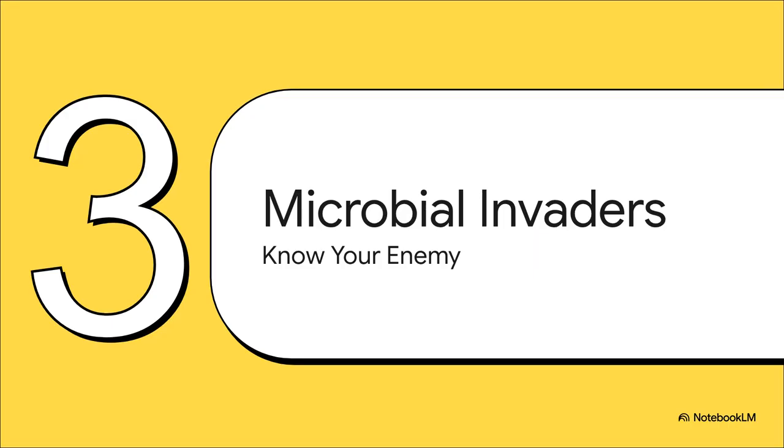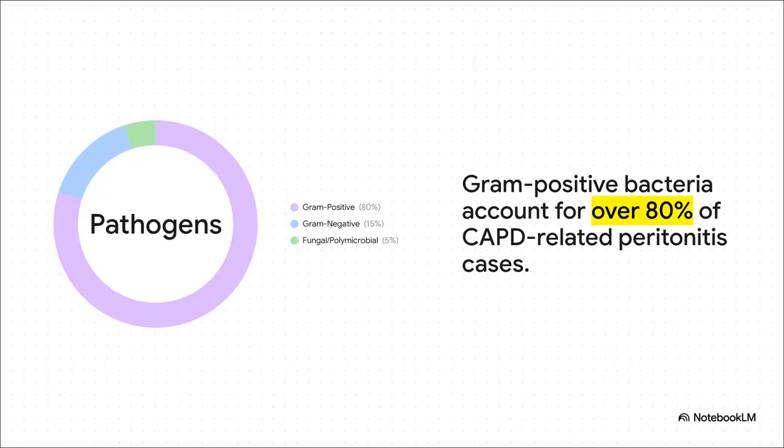Okay, we've gathered our intel. Now it's time to profile the enemy. See, the microbial landscape of peritonitis isn't random at all. It follows very predictable patterns. Knowing the usual suspects and how they behave is absolutely essential for planning your initial therapeutic assault. And this is what that landscape usually looks like.